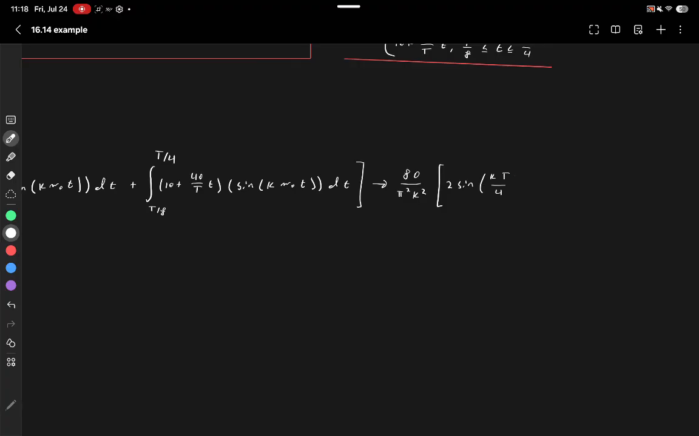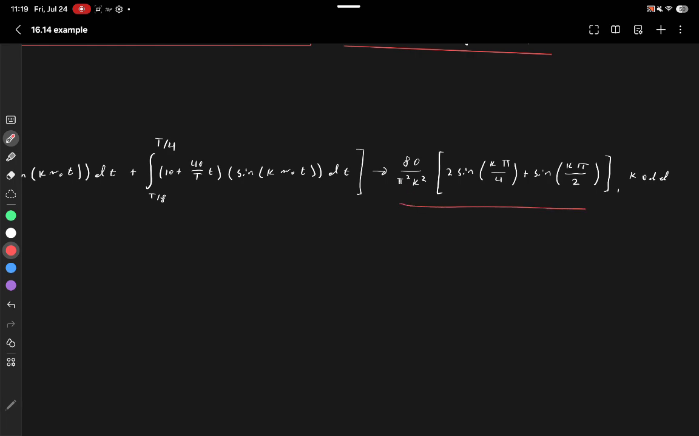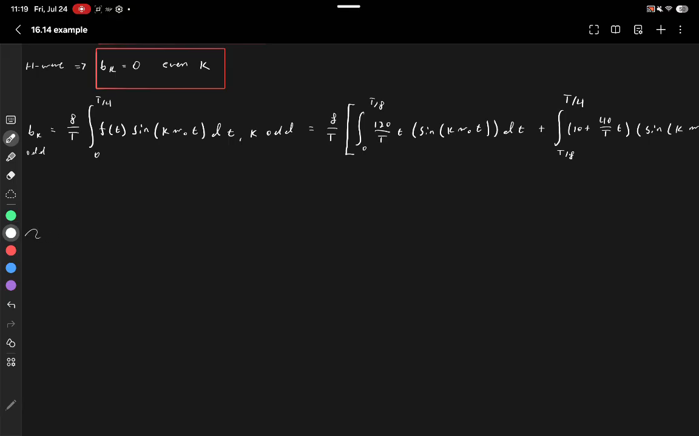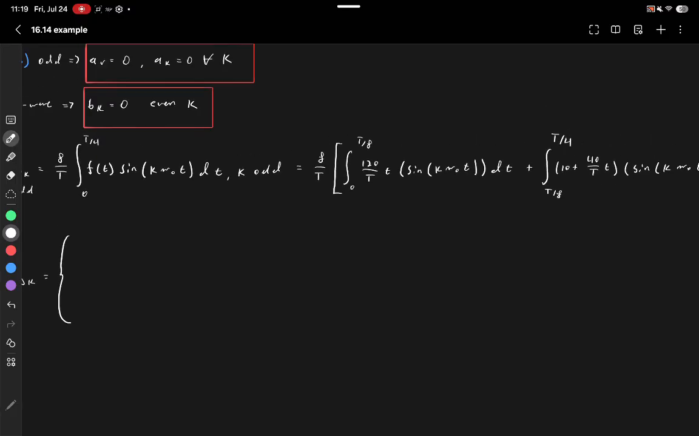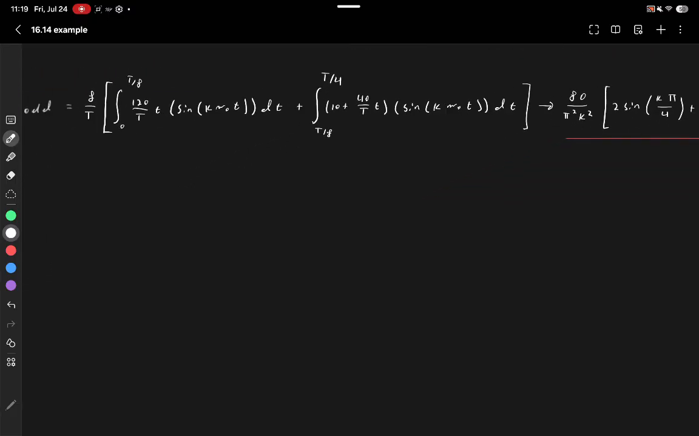Big T over 4, and then plus sine, what's this? That is not a t, that is a pi over 2. Very nice. And we'll just throw this in here for k odd. That's what we like to see. And again, kind of going with the piecewise deal we did earlier, just so that we can keep this clear and not get mixed up, the even parts are going to be 0. The odd parts are going to be this that we just found.